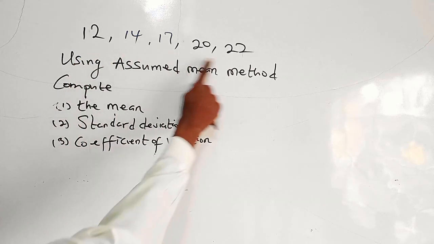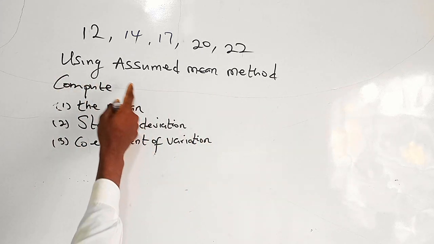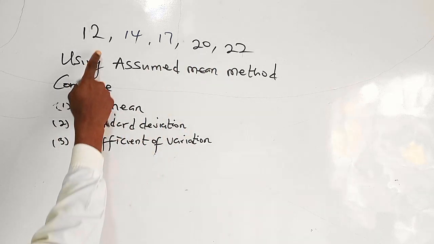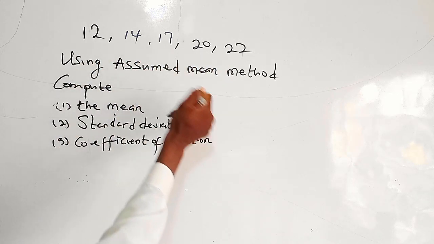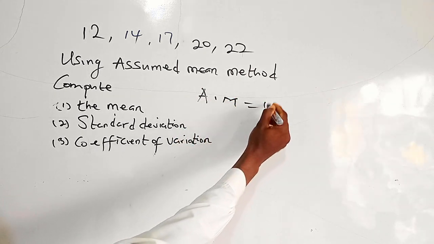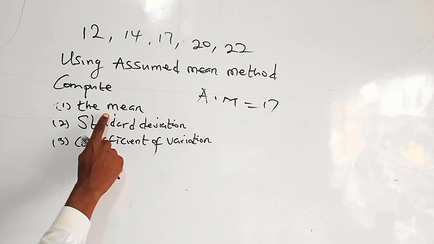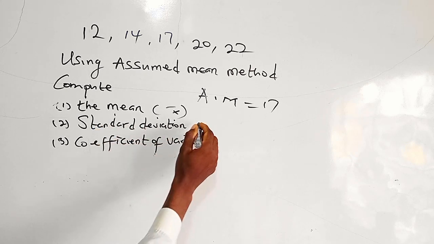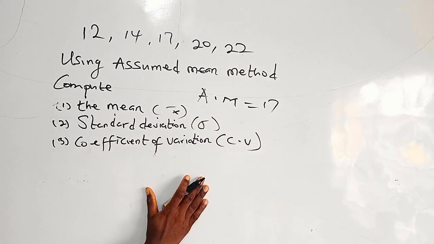From a given set of data in the question, you can easily pick a number closer to the middle of the set. In this case I have 17 here. I can assume 17 is the assumed mean, and I can use this assumed mean to determine the arithmetic mean, the standard deviation, and the coefficient of variation.